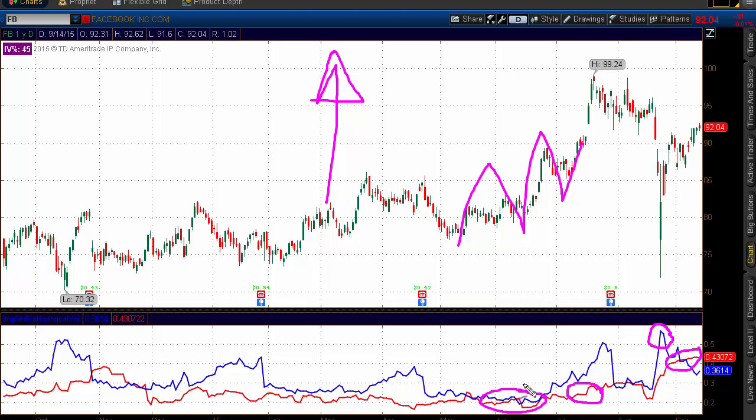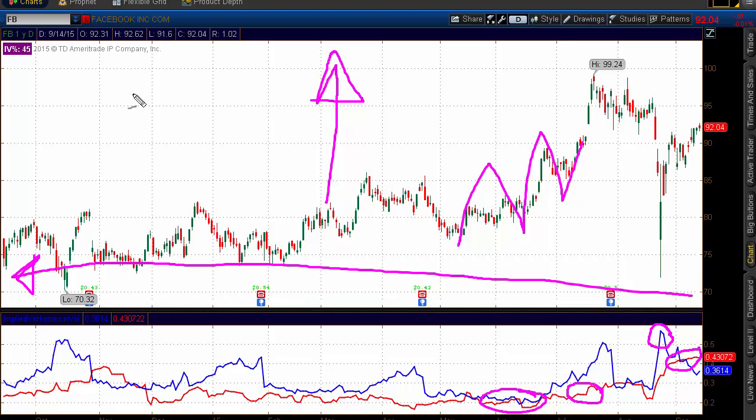So how do you know what's cheap and what's expensive? Well, this is where I use what's called the IV Percentile. This indicator looks back over the course of the last year, the last 252 trading days, which is typically what we see in a year. So what is the implied volatility right now compared to those last 252 days?